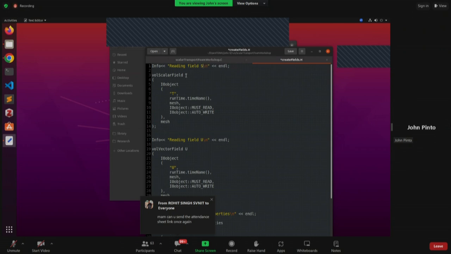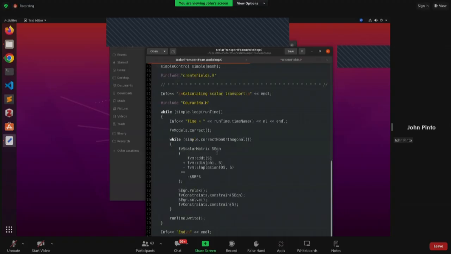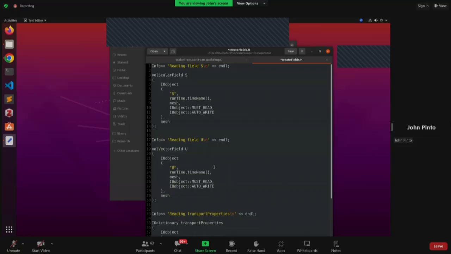My scalar is a volumetric scalar field. The object's name is S, so wherever it was T, I have changed it to S. Now it is reading the U, because I'm solving the advection term as well, so I will need the U. I cannot remove this.